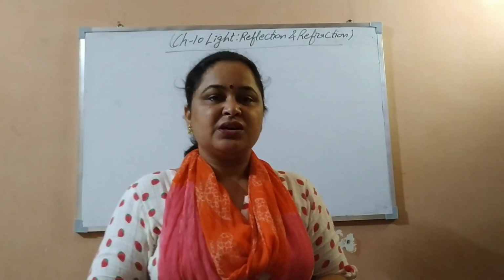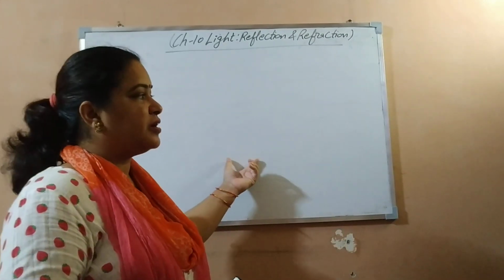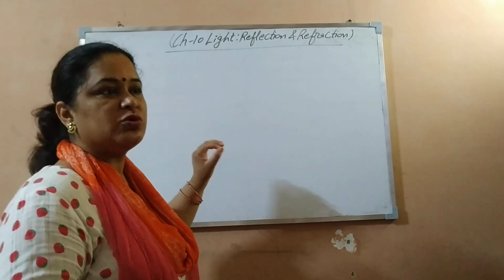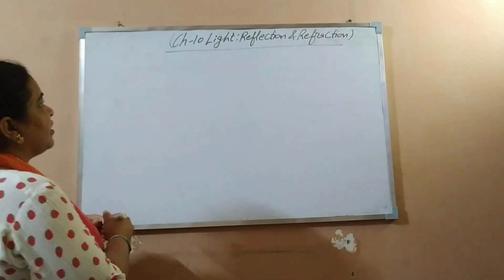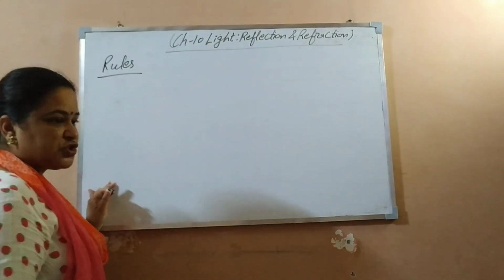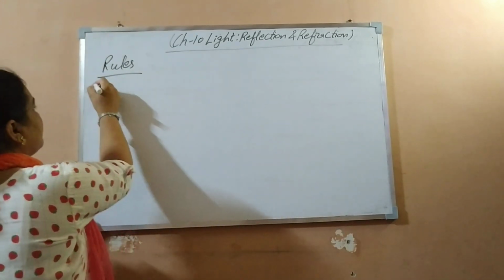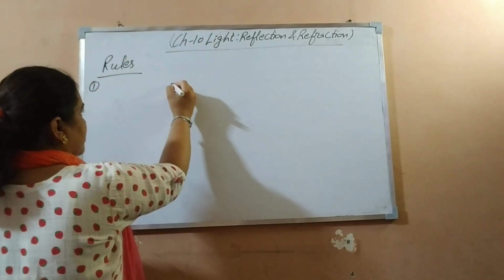So before starting the ray diagrams formed by the lenses, that is concave lens and convex lens, we have to learn some rules, like we did for spherical mirrors. First we are doing the rules for image formation by the convex lens and the concave lens. So what is the first rule for the convex or concave lens?